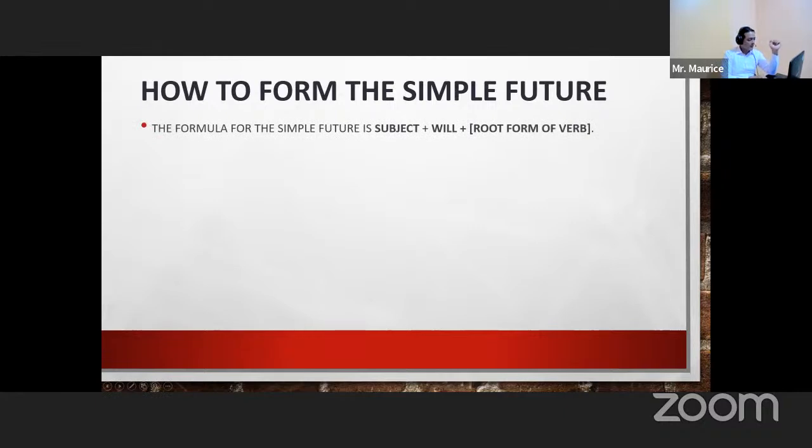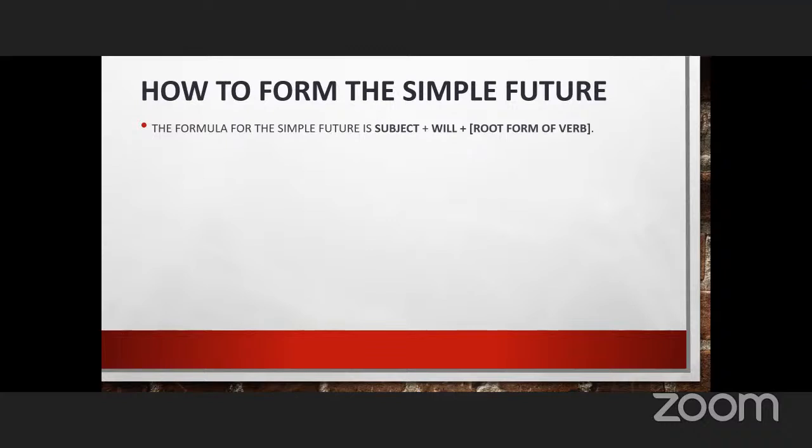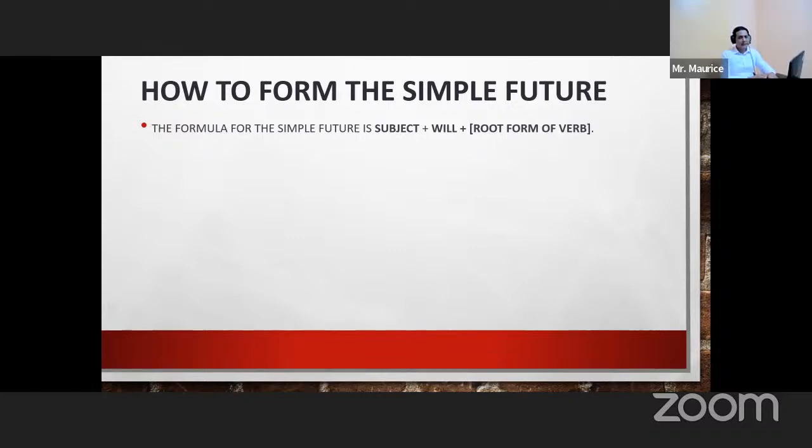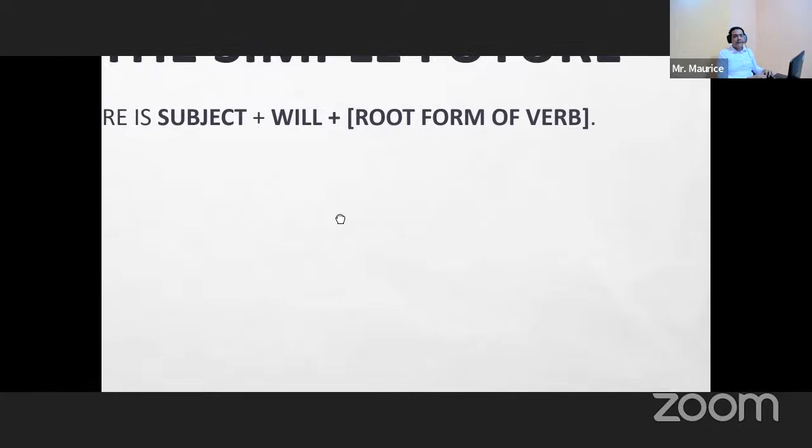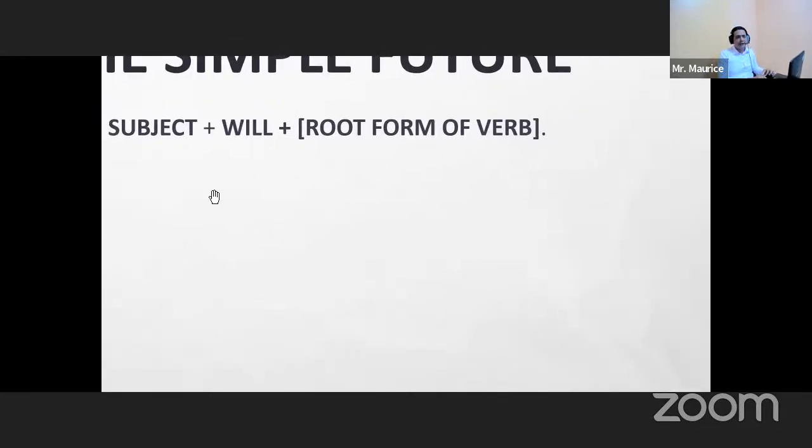Let me pick up another student. Melanie, please read the next part for me. The formula for the simple future is subject plus will. Right, thank you. Yes. These two words you see here: subject plus will plus root form of a verb. That is the form.